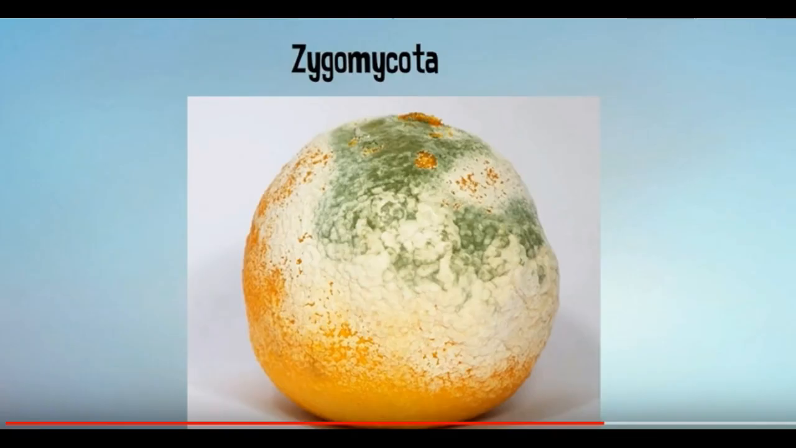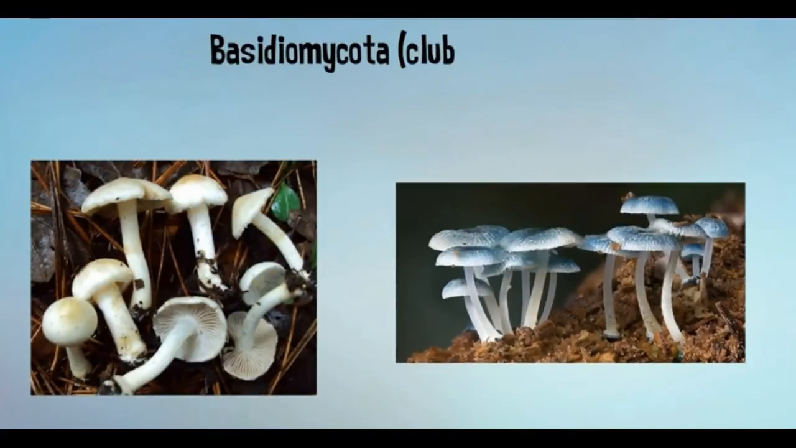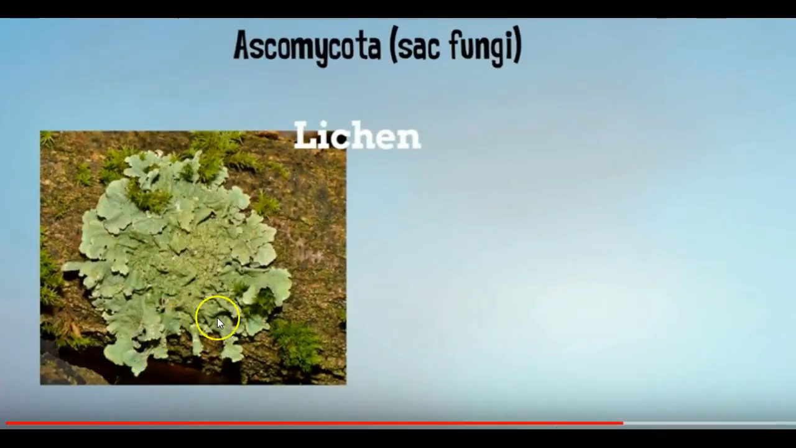Mold is a very common kind of fungi. You can find fungi on your food, you can find fungi on your bread, because those kind of molds are on there. Not slime mold. Slime mold was protista. Regular mold, mushrooms, these are all fungi. Lichen is also a kind of sac fungi.